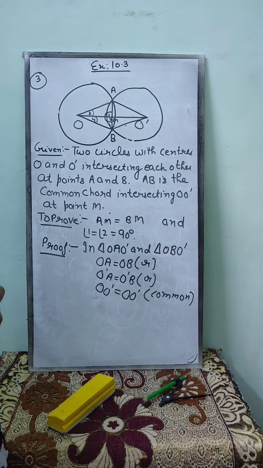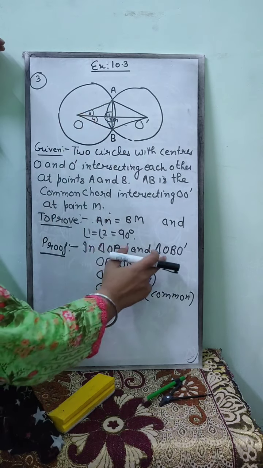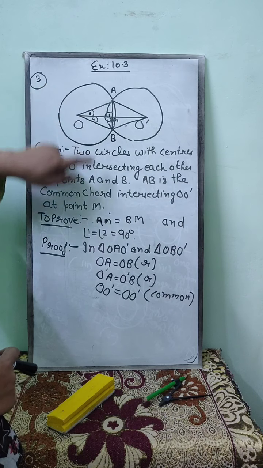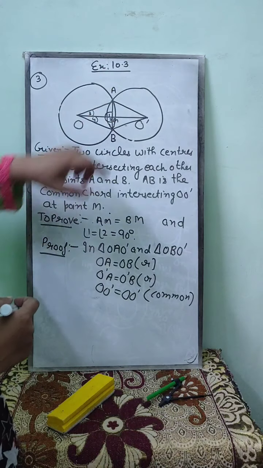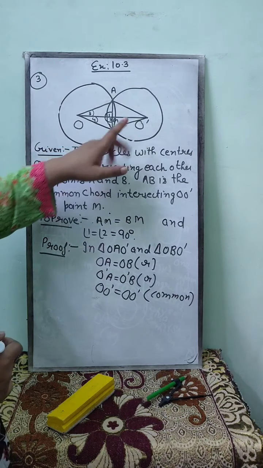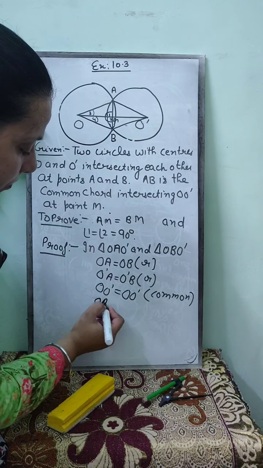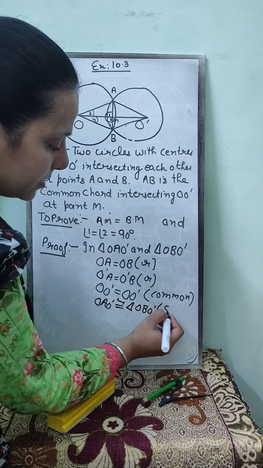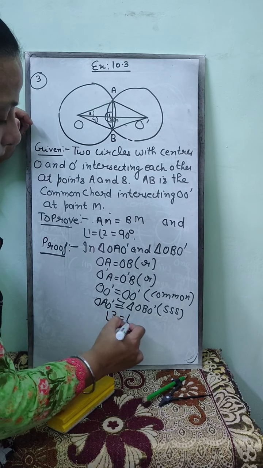Clear? So in this sum, we will firstly consider triangles OAO dash and OBO dash and make them congruent. In triangle OAO dash, OA is equal to OB. These are radii of this circle. Here O dash A is equal to O dash B, radii of the other circle. OO dash is their common side. So triangle OAO dash is congruent to triangle OBO dash by SSS. With CPCT you will get angle 3 equal to angle 4.